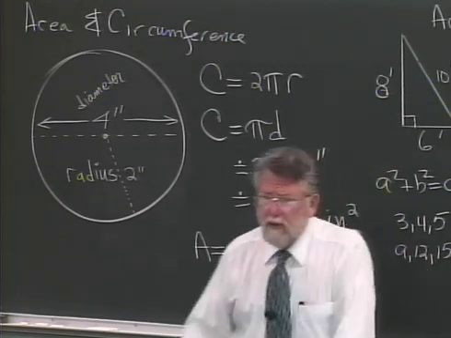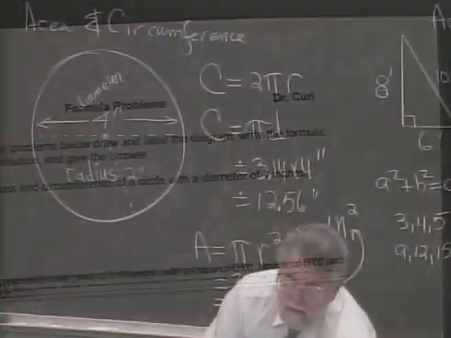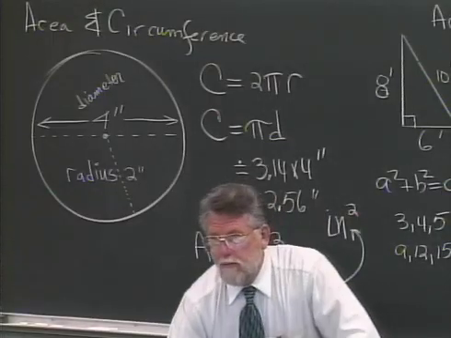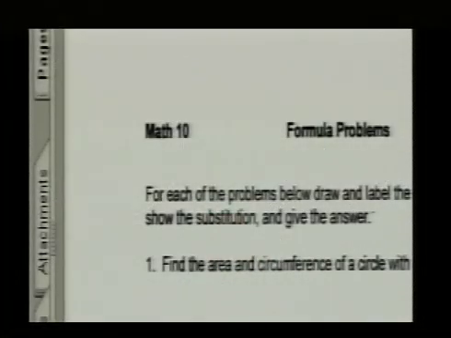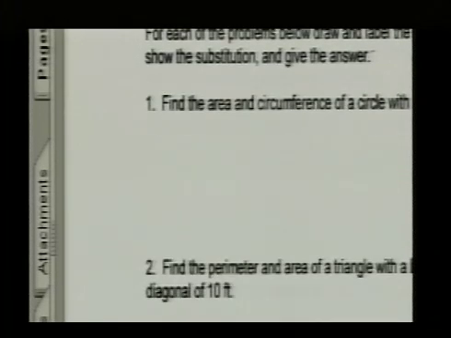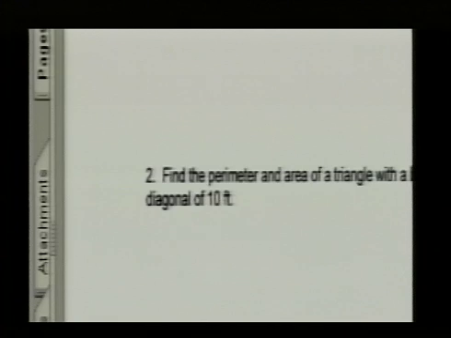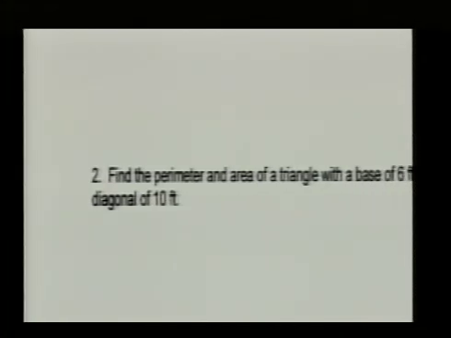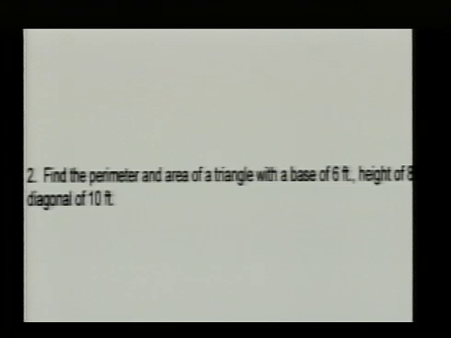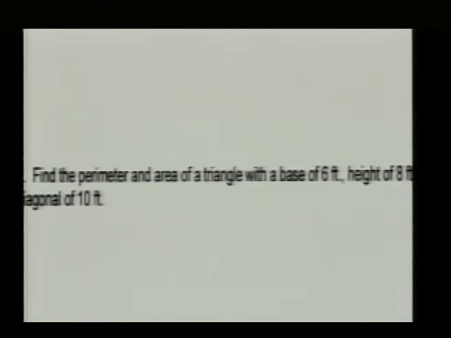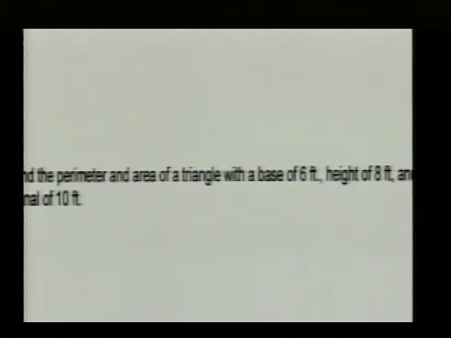Okay, let's go back to the document cam in a moment. We just did the area and circumference of a circle. Let's bring up the second one. So in this case, I have the perimeter and area of a triangle. The base is 6 feet. The height is 8 feet. The diagonal is 10 feet.